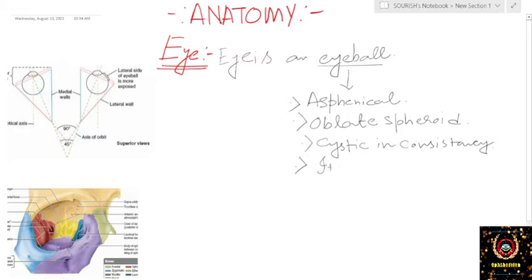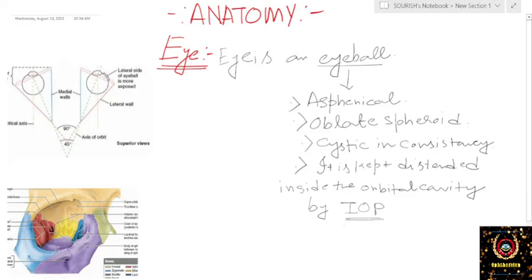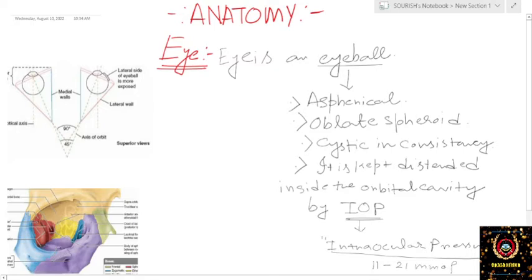And it is kept distended inside the orbit, or orbital cavity, by IOP. Now what is IOP? IOP is intraocular pressure. It is about 11 to 21 millimeter of mercury.